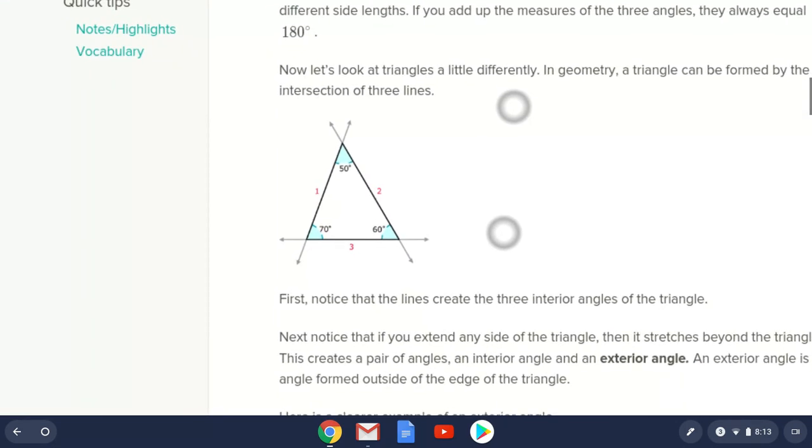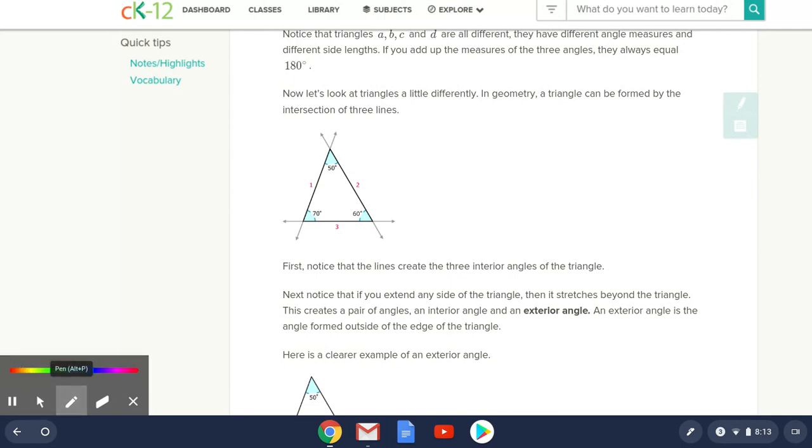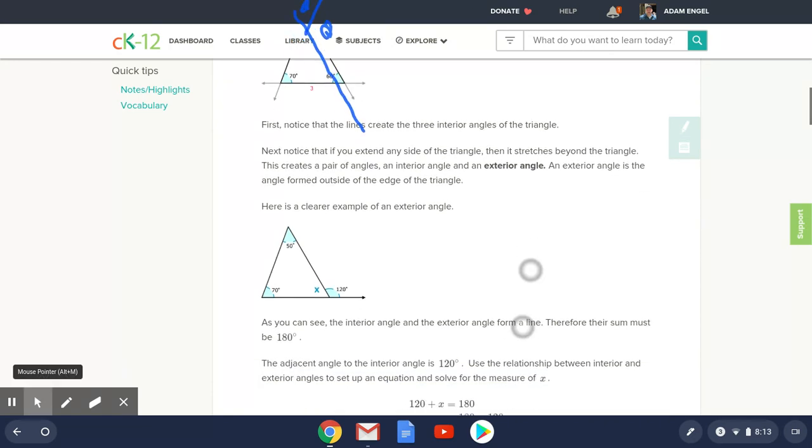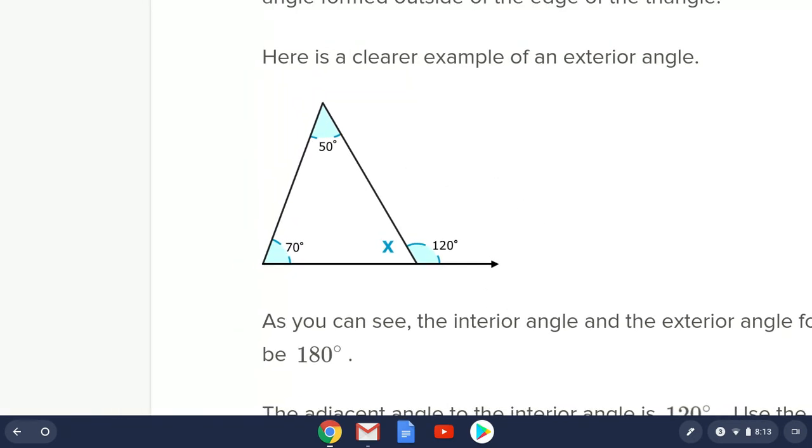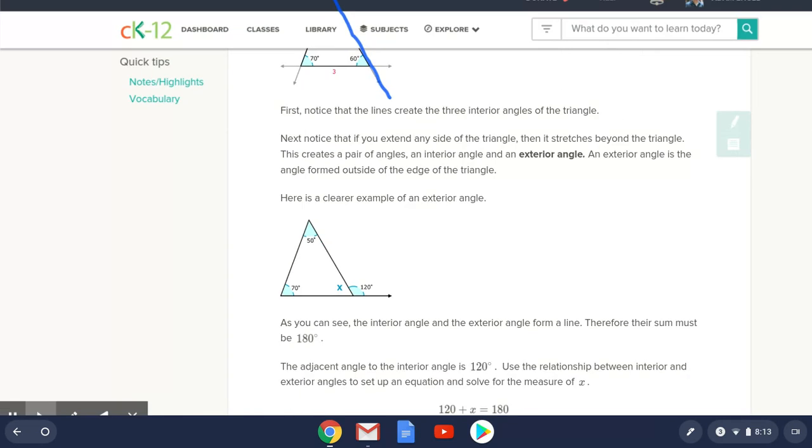So if we stretch this line right here, it goes beyond the triangle. We would have an angle right here and one right here. Those have to add up to 180 degrees. So here's another example of an exterior angle right here, right? So we have a triangle right here, but we also have two angles.